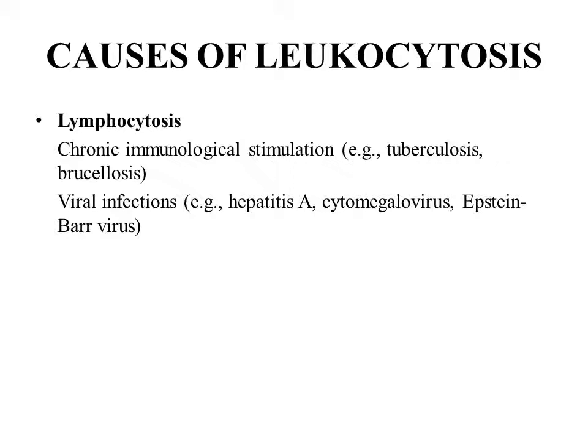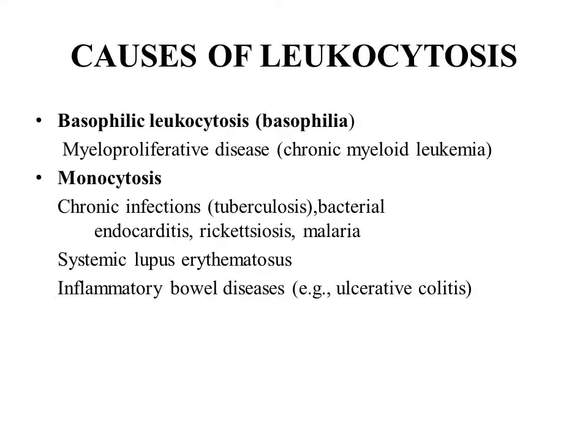lymphocytosis or relative lymphocytosis. Another term may be when the total leukocyte count is below 5,000, but the percentage of lymphocytes is increased. We call this relative lymphocytosis. So these are the causes of lymphocytosis.